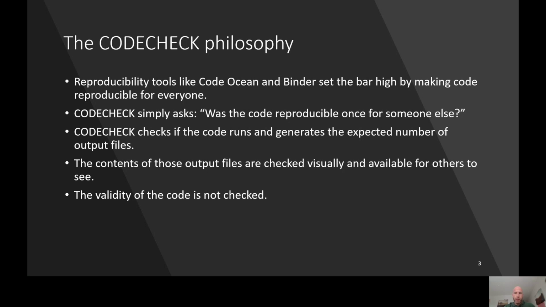Let's start with CODECHECK and the philosophy underlying this initiative. Reproducibility tools like CodeOcean and Binder set the bar high by making code reproducible for everyone. CODECHECK simply asks, was the code reproducible once for someone else? CODECHECK checks if the code runs and generates the expected number of output files. The contents of those output files are checked visually and available for others to see. The validity of the code is not checked.